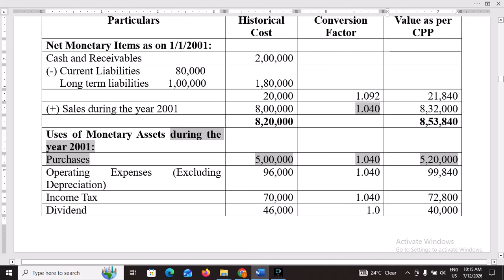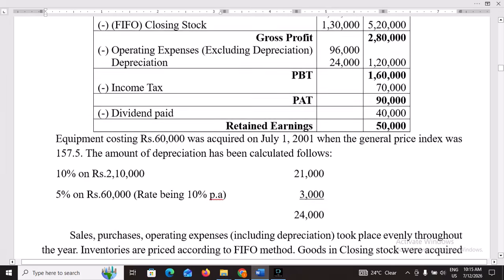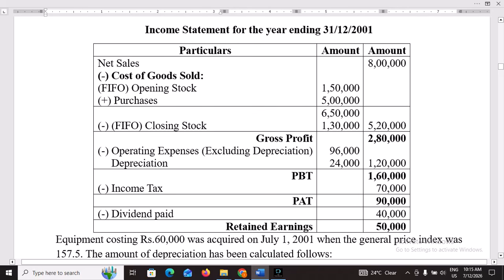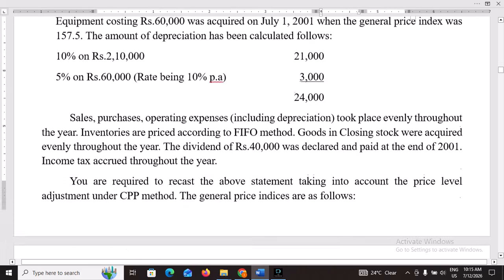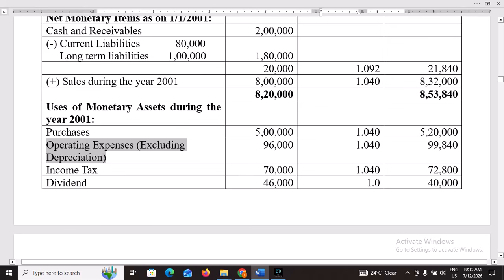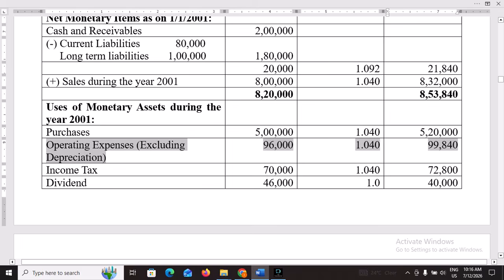Done. Now operating expenses excluding depreciation. How much is it? 96,000 excluding depreciation. During the year means 1.040. So 96,000 into 1.040 comes to 99,840. Okay.